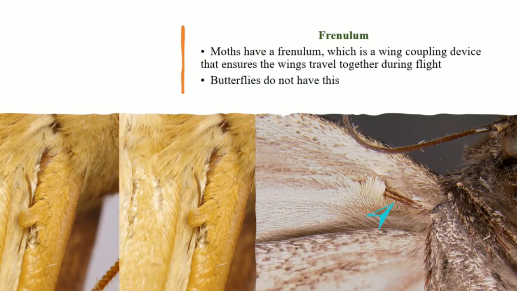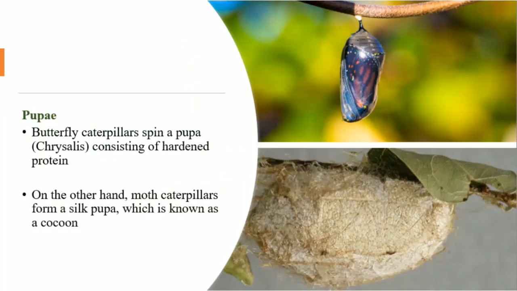Butterflies do not have any frenulum, so during flight you can see that the forewing and hind wings of butterflies are separate apart from each other, whereas in case of moths, their forewings and hindwings are held together during flight. So next is pupae.